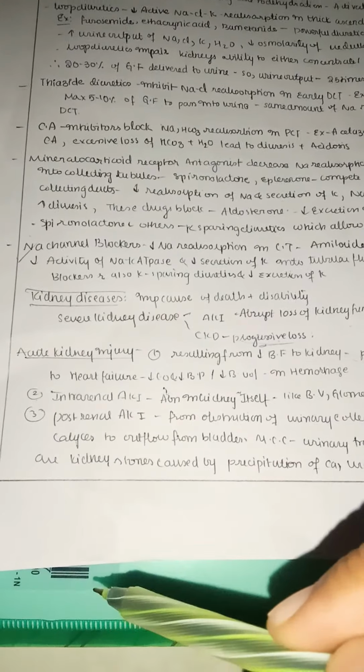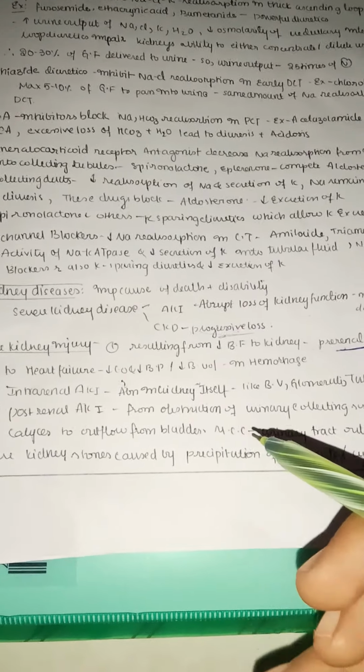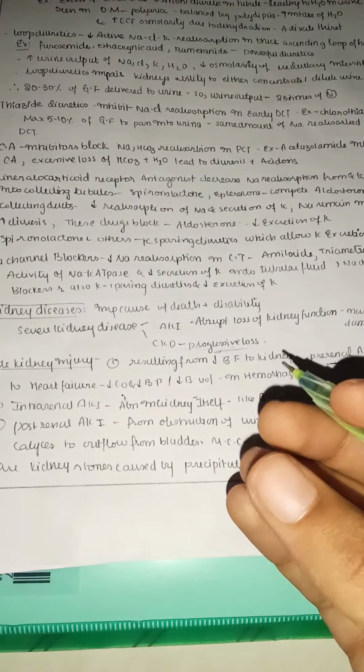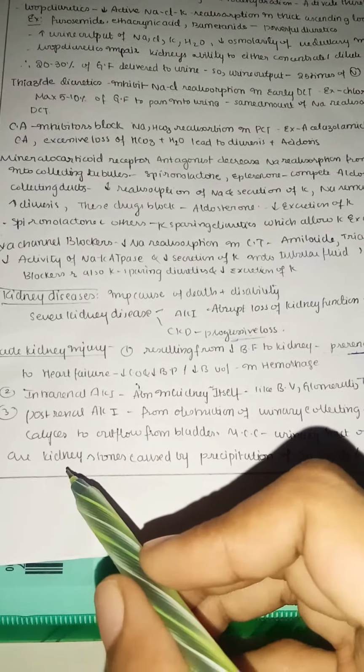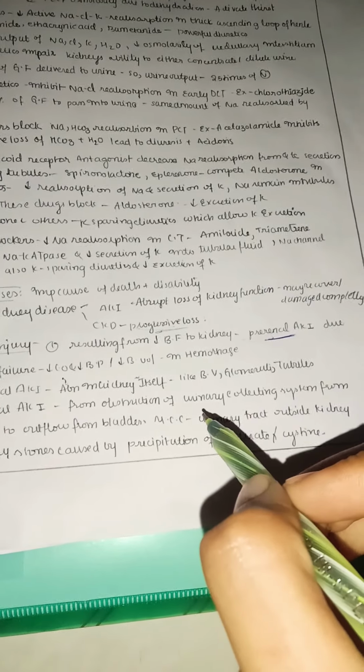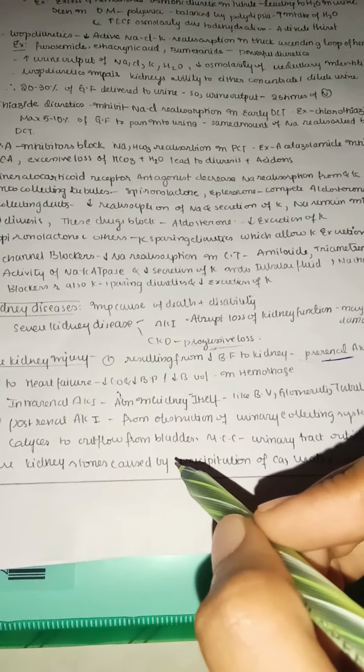Whereas postrenal AKI is from obstruction of the urinary collecting system. So you can see at the last part of collecting, that means the urine is not able to go out from the kidney. In that case, that is called postrenal AKI. So you can see here, from obstruction of the urinary collecting system, from calyces to outflow from the bladder, right?